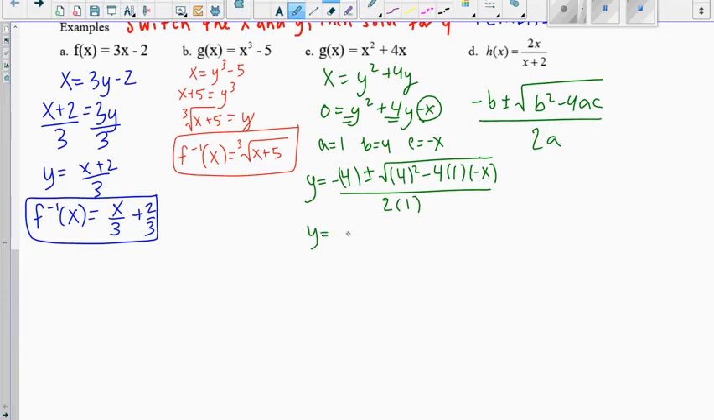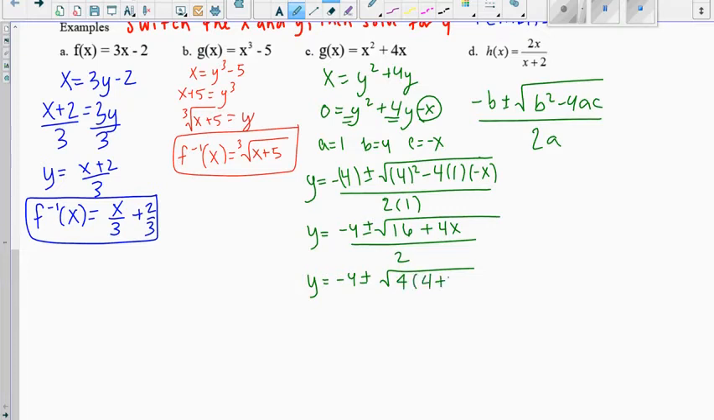So we have y is equal to negative 4 plus or minus the square root of 16, and the negative times the negative becomes positive, so plus 4x all over 2. And then notice here the 16 and the 4 have a common term, which is 4, so I'm going to factor that out. So I get y equals negative 4 plus or minus the square root of 4 times 4 plus x all over 2. And the reason I did that is because I know the square root of 4 is 2, so that's going to help me take it outside the radical so I can simplify further. So y is equal to negative 4 plus or minus 2 times the square root of 4 plus x all over 2.